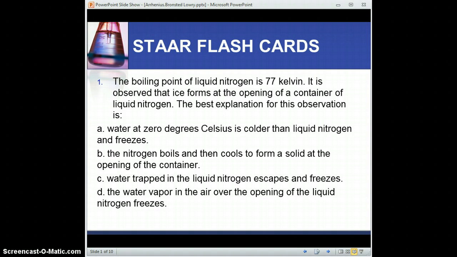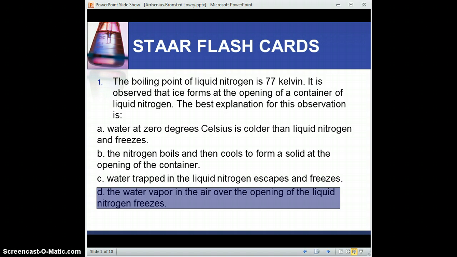And D, it should be the answer. It says that the water vapor in the air over the opening of the liquid nitrogen freezes. So as the liquid nitrogen is escaping out of the container, the water vapor in the air freezes instantaneously because the liquid nitrogen is so cold. Okay, so hopefully you picked D.